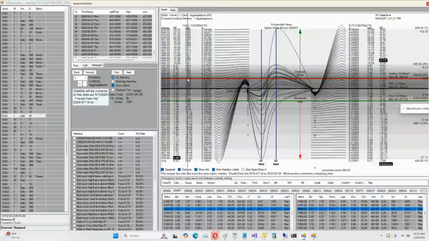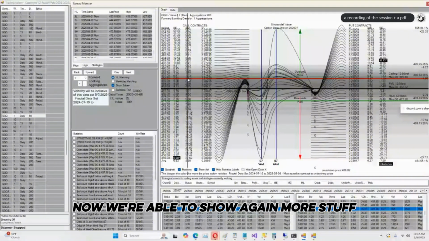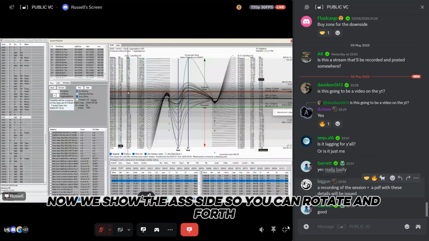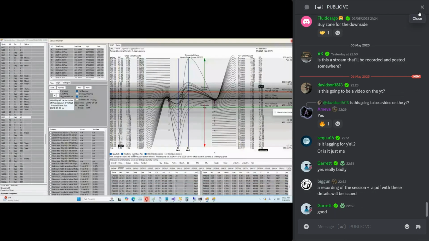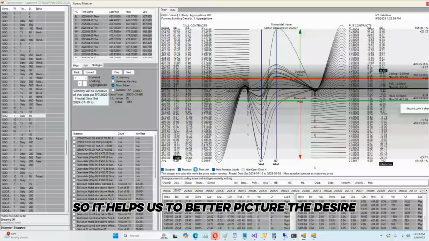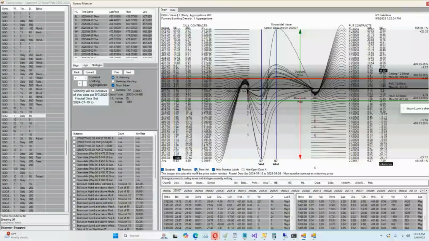And so with that ask, now we're able to show more stuff. We used to show bid in here. So now we can click this and you can see the differential. So that was what we were showing before. Now we show the ask side. So you can rotate back and forth. It helps us get a better picture of the desire, the fear, basically the volatility that the market makers want to calculate out. Because the ask is them saying, well, if you want to get this contract from me, you better pay this amount, otherwise I'm not selling it to you.